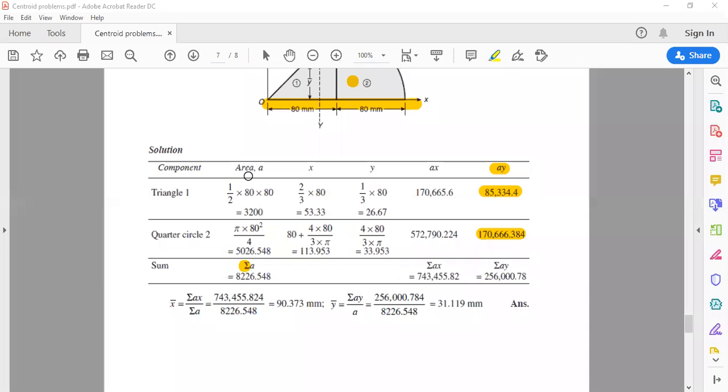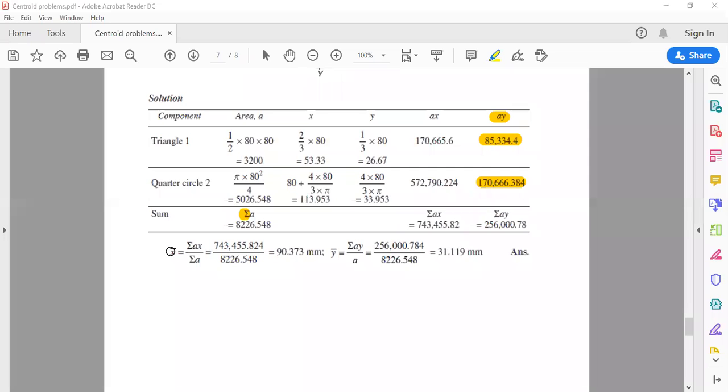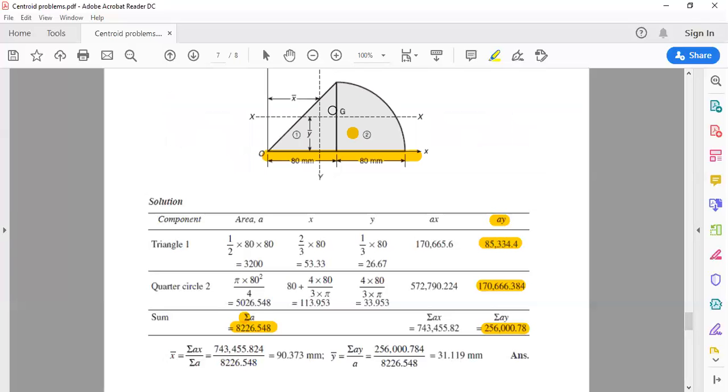So we have calculated sigma a, we have calculated sigma ax, we have calculated sigma ay. So finally x bar is sigma ax divided by sigma a. Next, y bar is sigma ay divided by sigma a, which will give you the answer. That is, x bar is 90.373, y bar is 31.119, which is being shown in the diagram here.